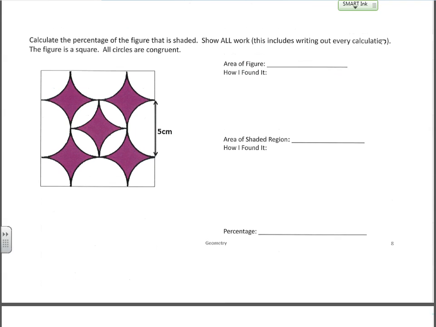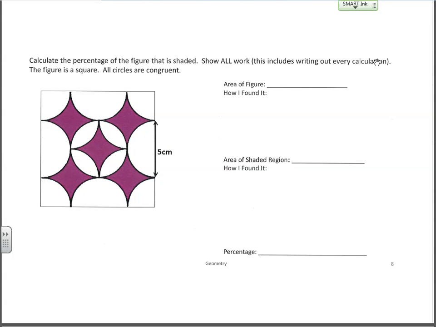Whoa boy, here we go. Calculate the percentage of the figure that is shaded. Show all work, including every calculation. The figure is a square, and all circles or parts of circles are congruent.